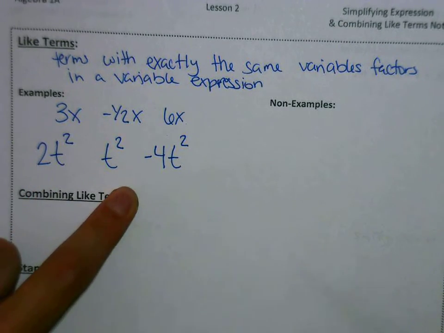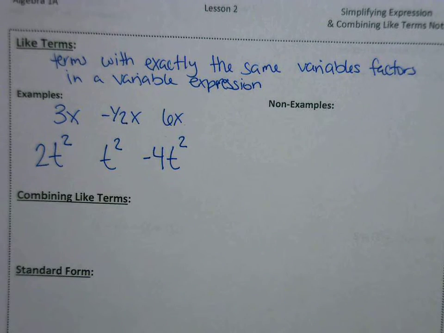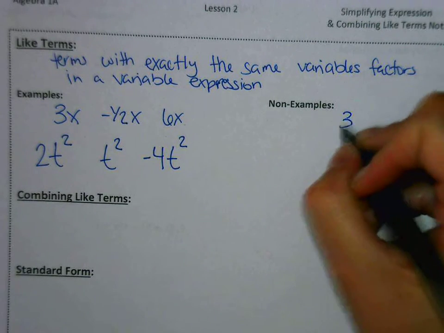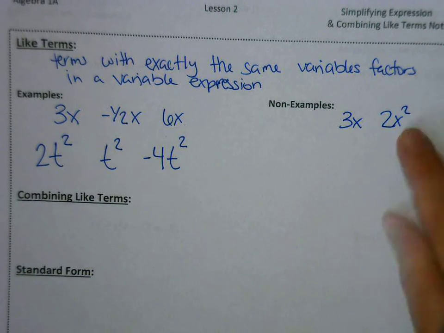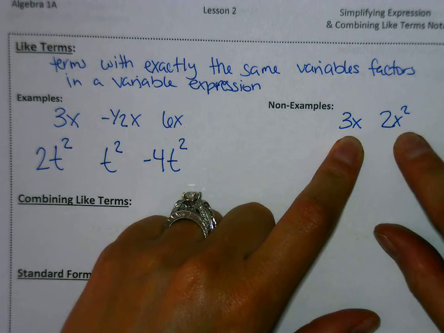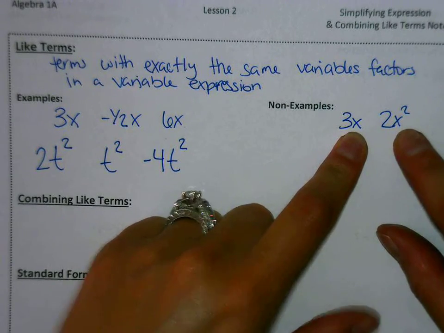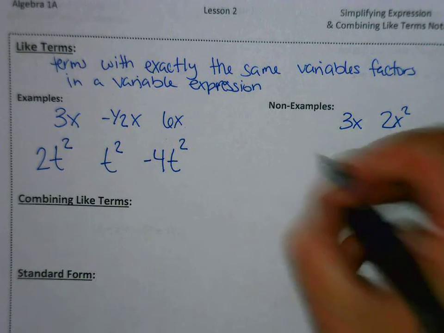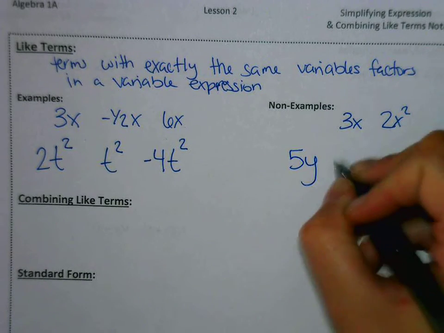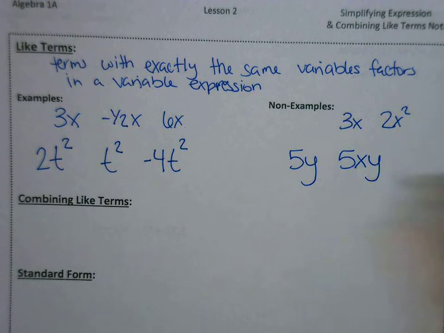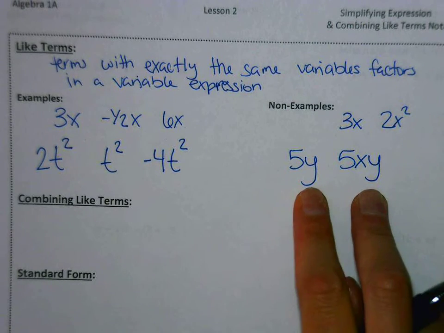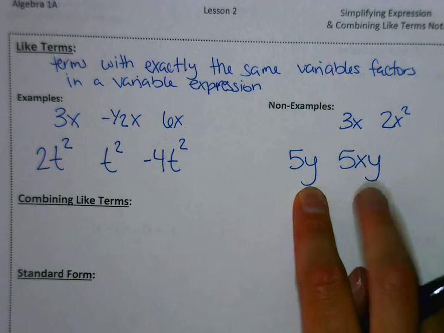Non-examples would be 3x and 2x squared. These are both not like terms. One has a variable of x, the other one is 2x squared. Another non-example would be 5y and 5x times y. These two are also not like terms because we have a y for a variable, and then this one has an x and a y for a variable.